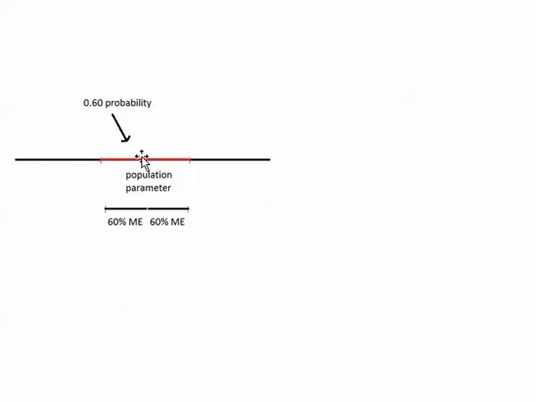We have an area in which the sample statistic has a 0.60 probability of falling, and the distance from the population parameter to the lower and upper boundaries of the area is a margin of error. The reason why this is called the 60% margin of error is because there's a 0.60 probability of the sample statistic falling in the area.